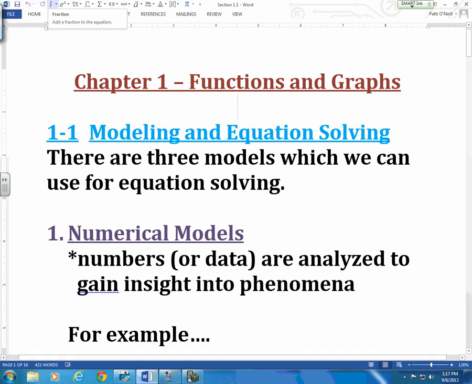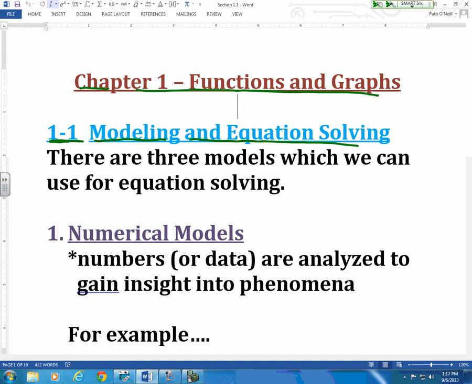Everyone, this is our first video together, and it's the beginning of Chapter 1, and Chapter 1 is called Functions and Graphs. And the first section that we're going to look at together is called Modeling and Equation Solving. So in your notebook, I want you to write down the chapter title up here, Chapter 1, Functions and Graphs, and the section title 1-1, Modeling and Equation Solving.